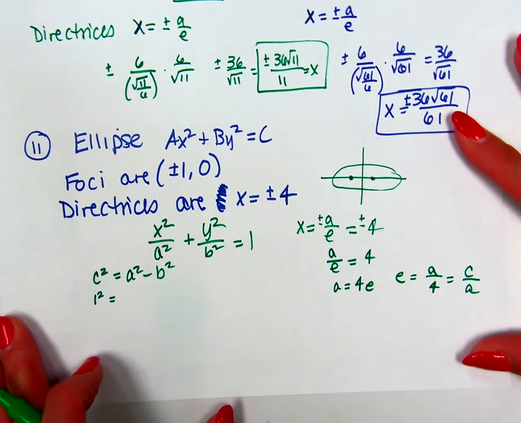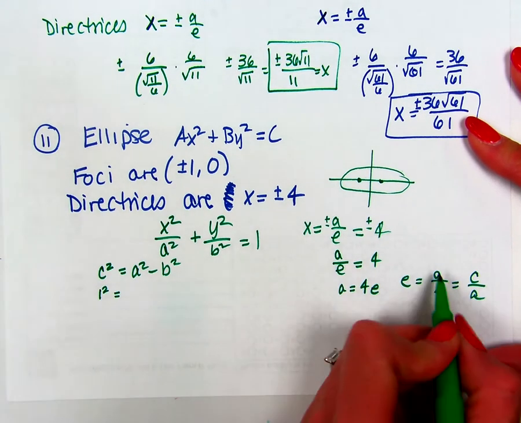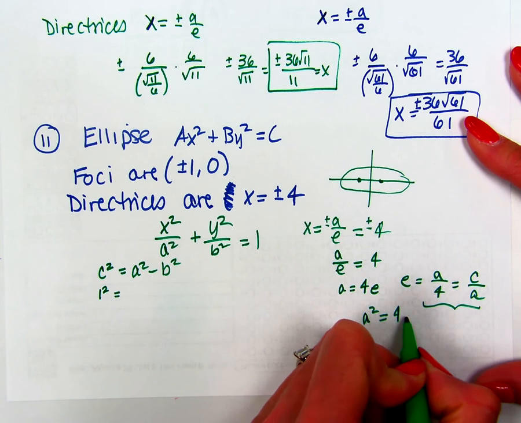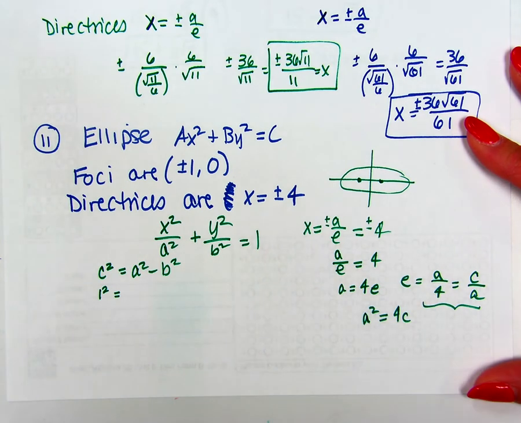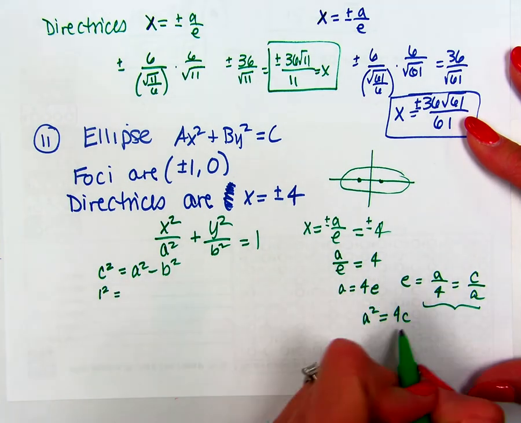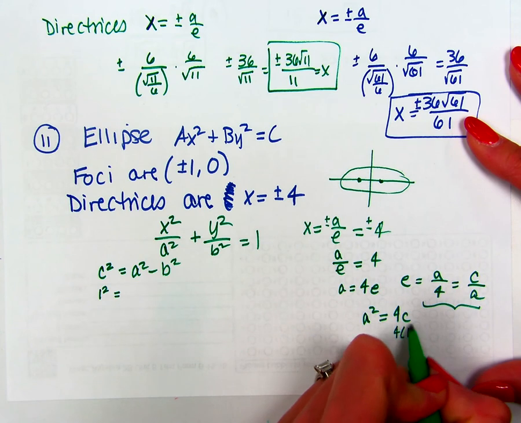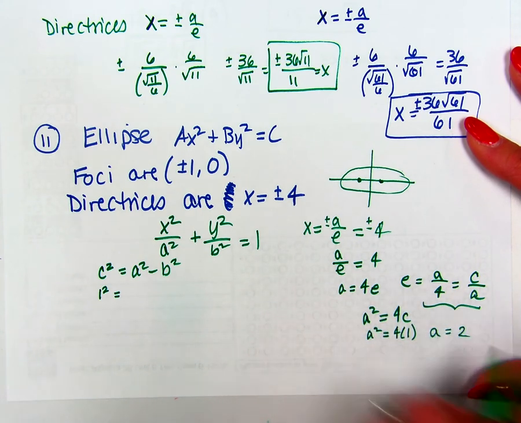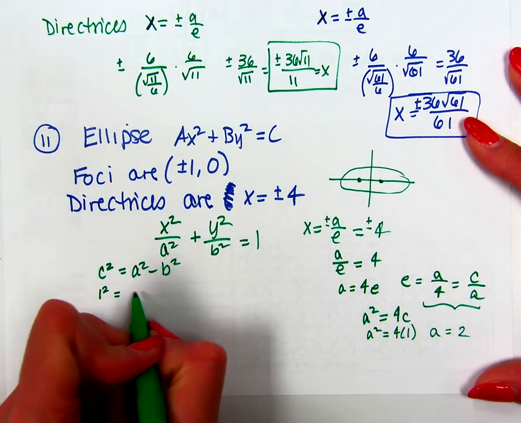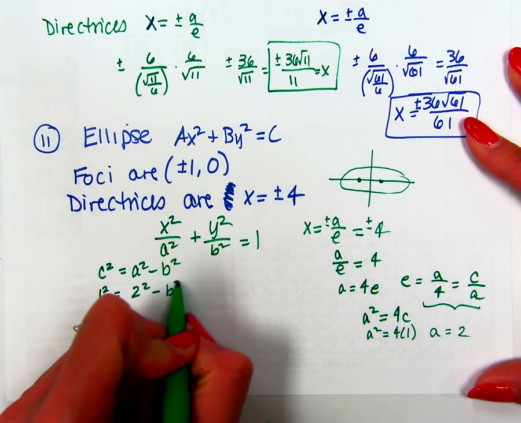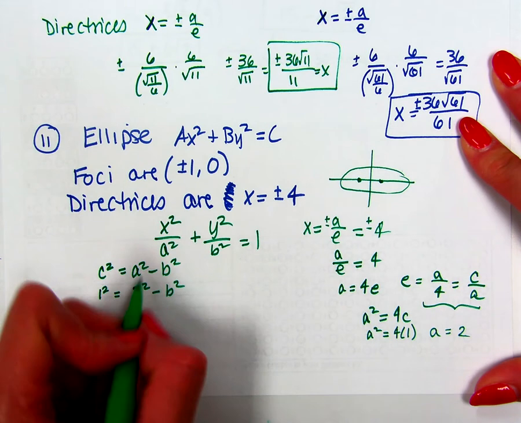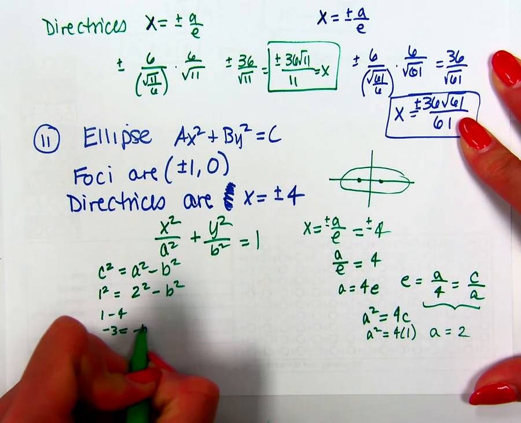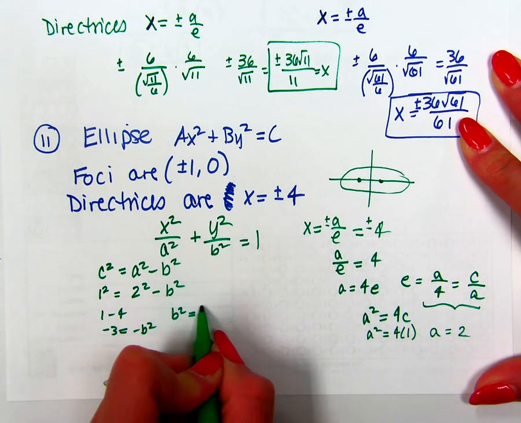Oh, I can solve this now, so let's do that. If I solve this now, all right, a squared equals 4c, right? We know that c, here we go, is equal to 1, so 4 times 1. So a squared is equal to 4, which means that a must be 2. Okay, so now we know this. a is 2, and now from here you could solve for b. All right, so 1 minus 4 is negative 3 equals negative b squared, so b squared equals 3.